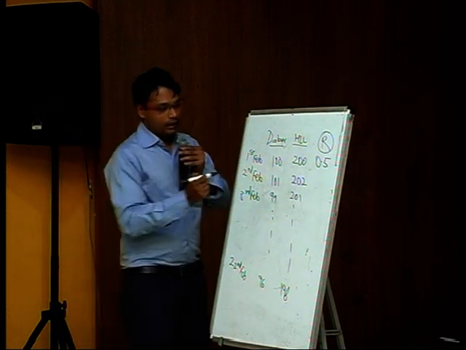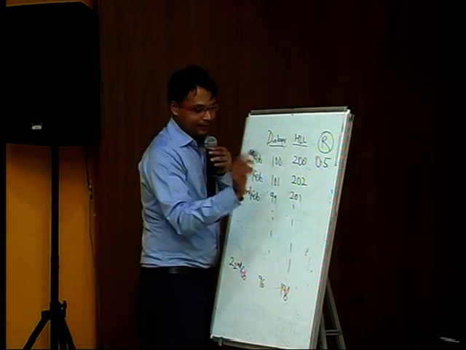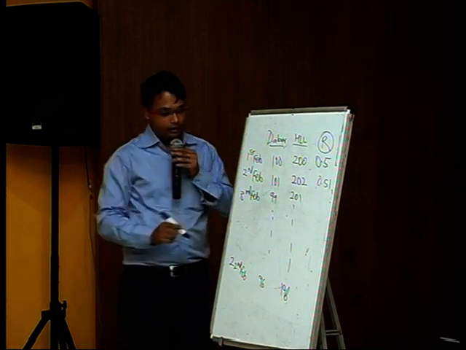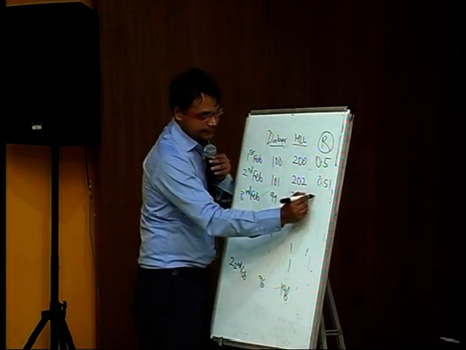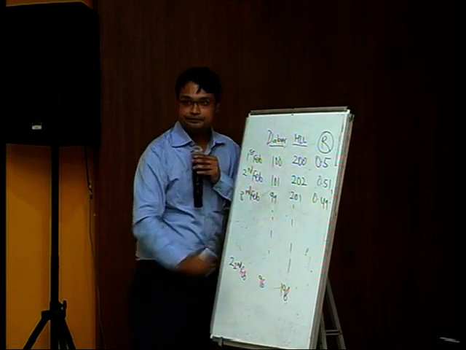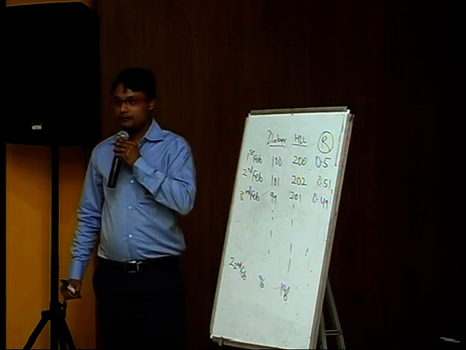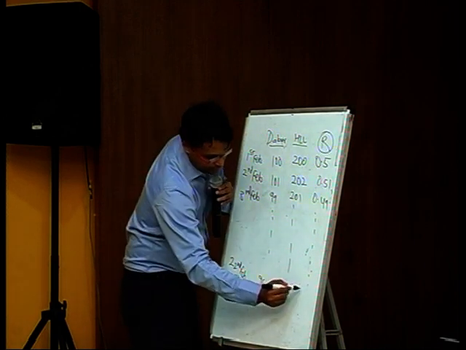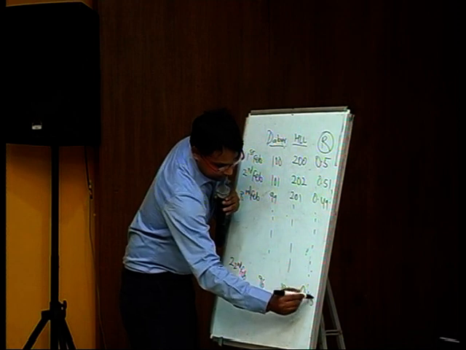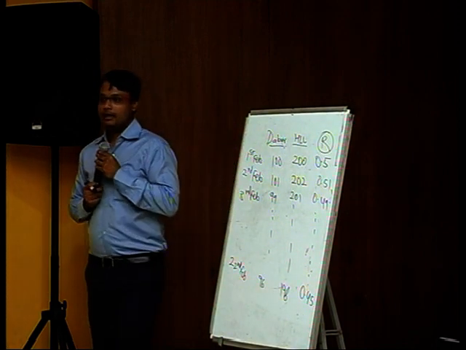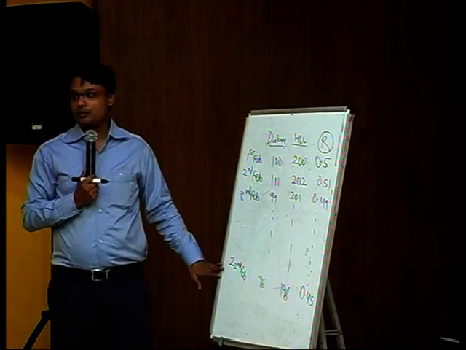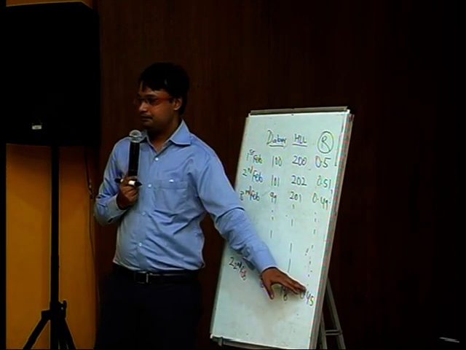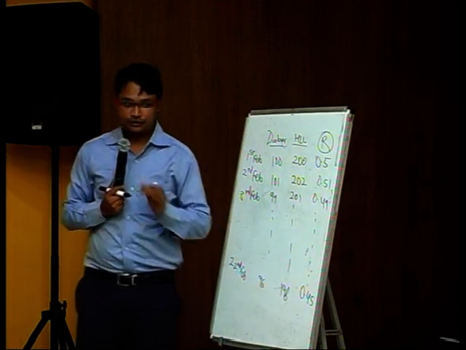Okay? 101 divided by 202. Again, I'll take some random number. Suppose 0.51. Okay. 99 divided by 201. Suppose 0.49. Right? All the way down, suppose this number was 0.45. Now, for the last 20 days, with respect to 22nd February, I have the ratio. Alright, I have the ratio of the stocks.